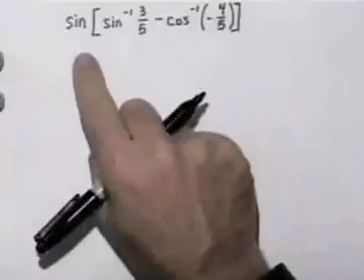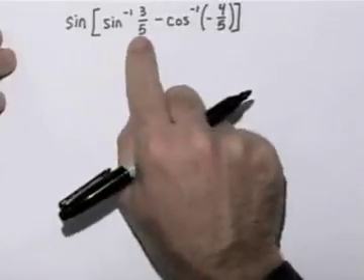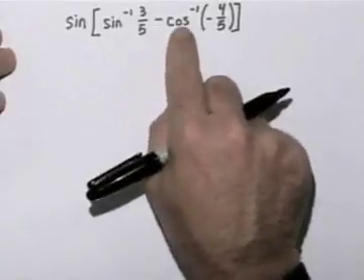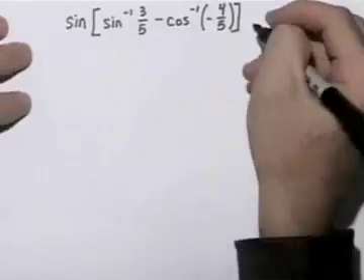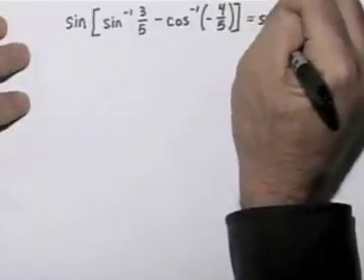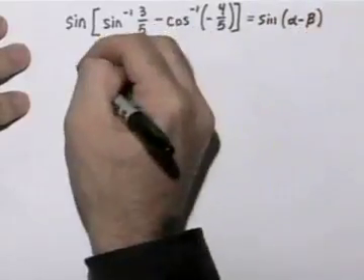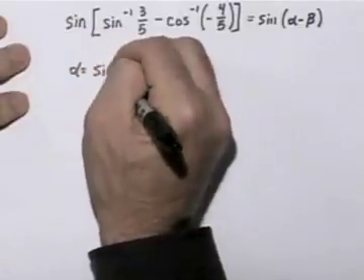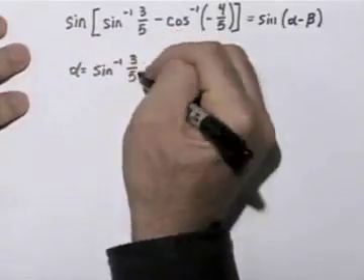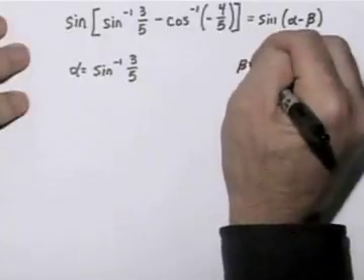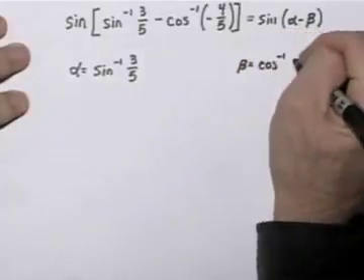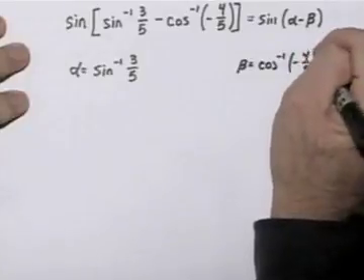In this problem, we're going to find the sine of the difference of two angles, where the two angles are represented by inverse trigonometric functions. We have the sine of the inverse sine of 3/5 minus the inverse cosine of -4/5. Again, we want to think of this as the sine of alpha minus beta, where alpha is the inverse sine of 3/5 and beta is the inverse cosine of -4/5.